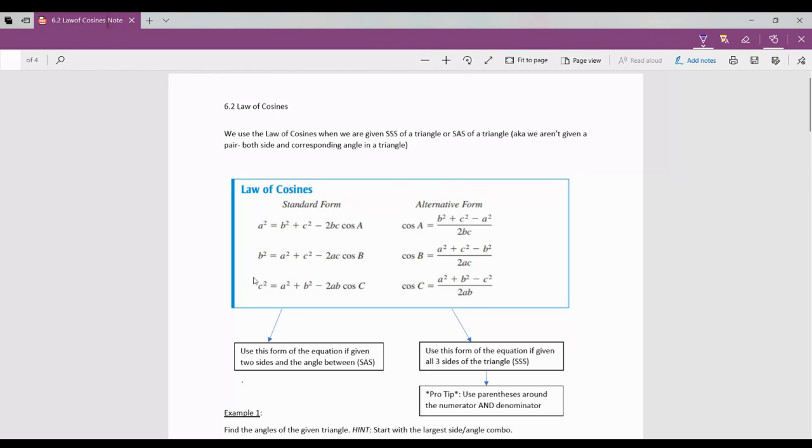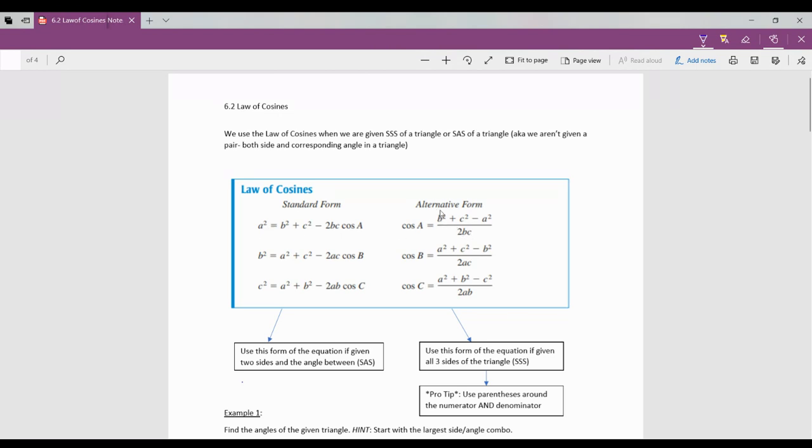All right, so the law of cosines definitely looks much more complicated than the law of sines. However, it's pretty straightforward in plugging it in. These are just the standard form and the alternative form, which is just a switcheroo between the two forms. So we can go from one form to another.